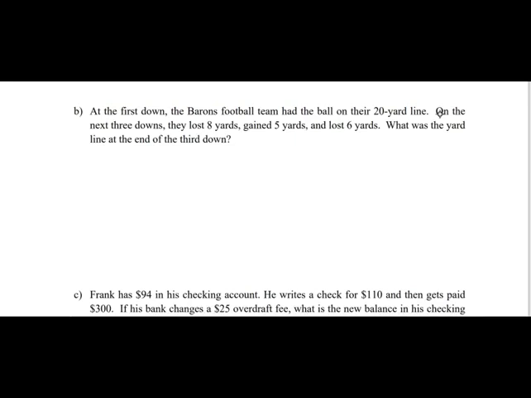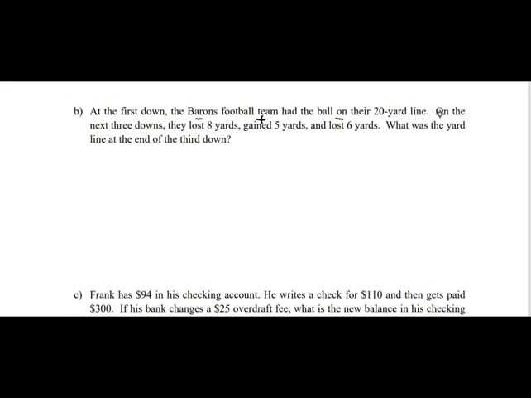All right, part B. At the first down, the Barons football team had the ball on their 20-yard line. On the next 3 downs, they lost 8 yards, gained 5 yards, and lost 6 yards. What was the yard line at the end of the 3rd down?